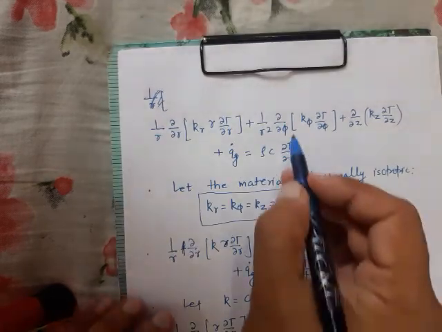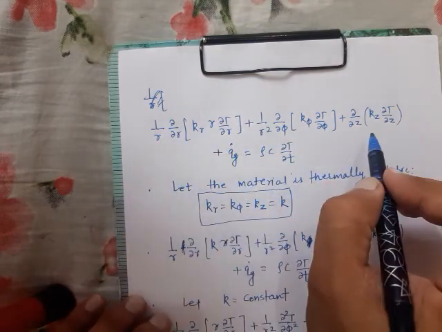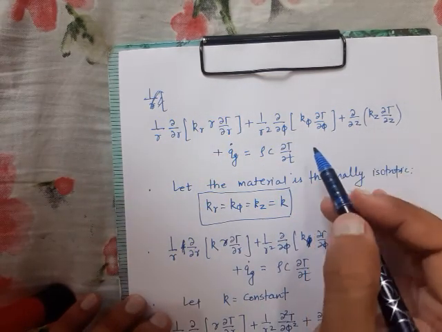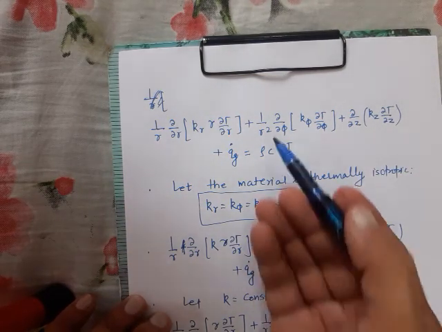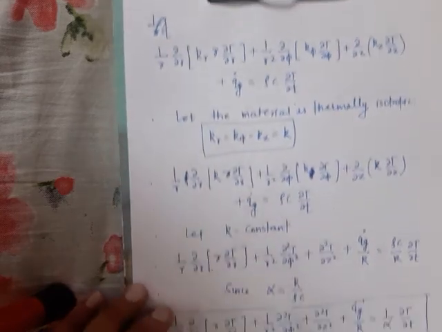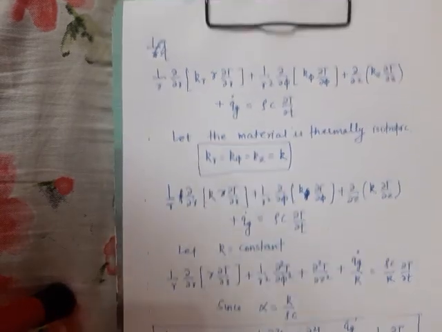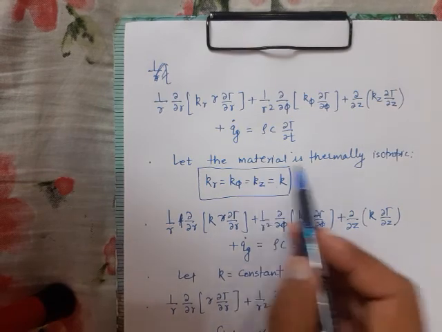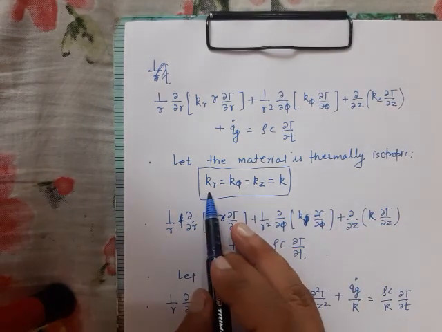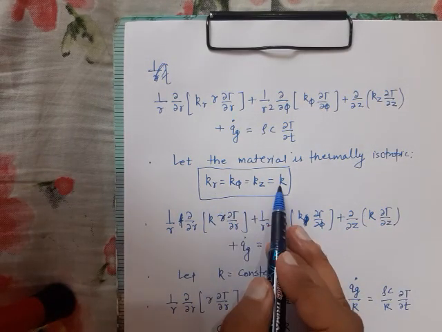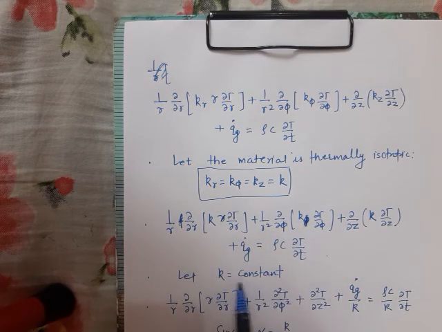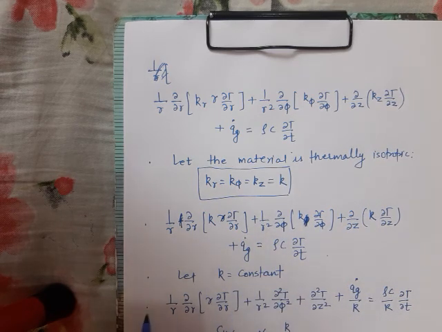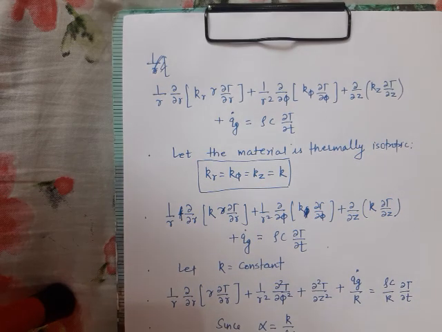Actually, you need to remember this equation. The most generalized form is the earlier one, however we have made certain approximations to reduce it into this form. So what are the two approximations we used? We considered the material to be thermally isotropic so that the thermal conductivity in each direction is the same, equal to K. And also I have taken K as constant so that K has been taken out and the whole equation divided by K. So this is your generalized heat conduction equation in cylindrical coordinates.